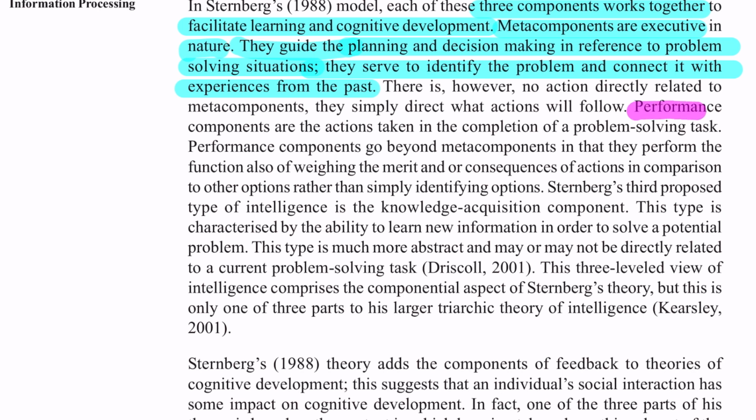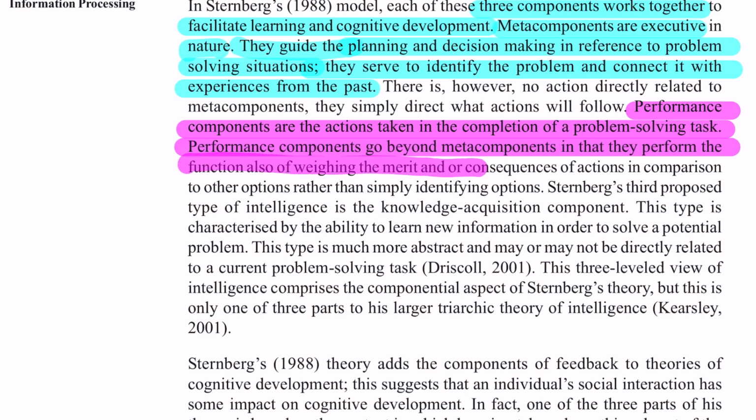Performance component is the action taken in the completion of problem solving tasks. So performance is how you solve your problem, what kind of actions you take. Performance components go beyond meta components, because meta components are only at the thinking level. They also weigh the merit or consequences of an action in comparison to others, rather than simply identifying options. So they identify options and what will happen if they choose one action and not the other. So that is the performance component.